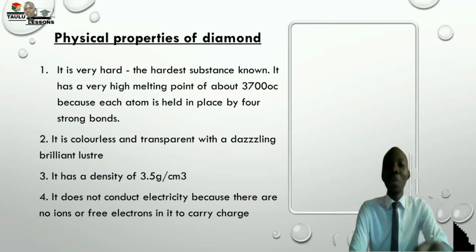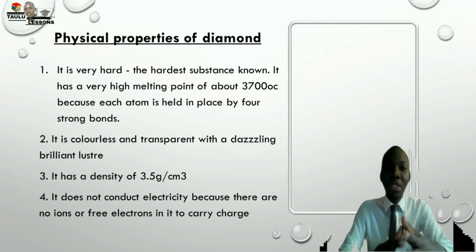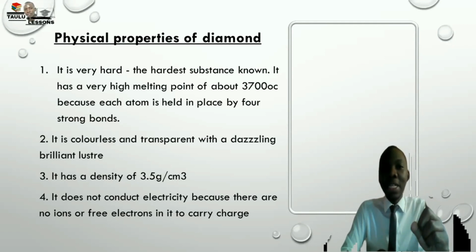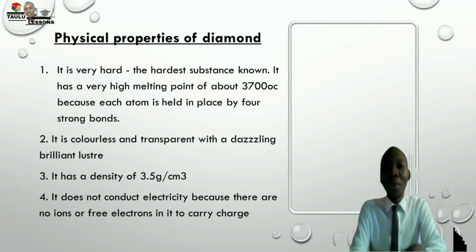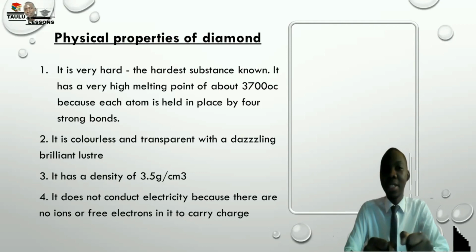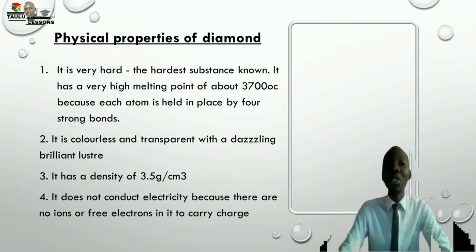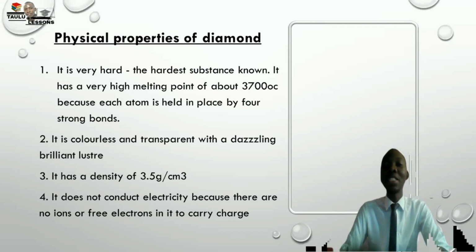What are some of the physical properties of diamonds? Number one, diamonds are the hardest substances ever known on planet Earth. So unlike graphite that is easily broken, diamonds are not easily broken. They are very hard, such that their melting point is 3,700 degrees Celsius. That is a high melting point.